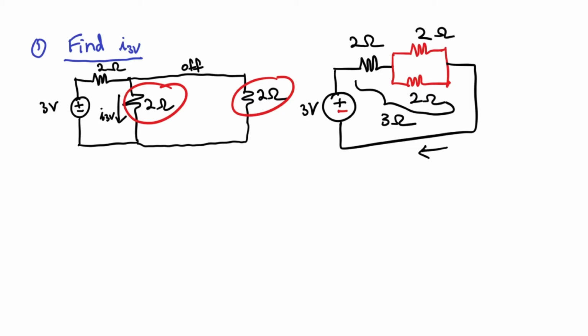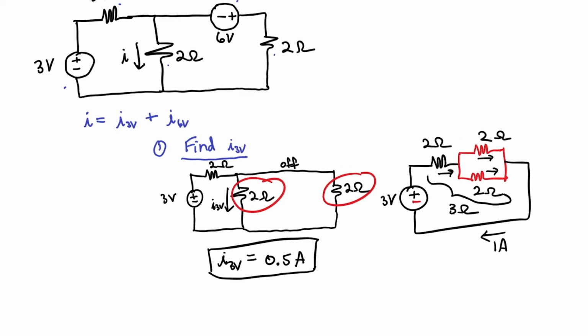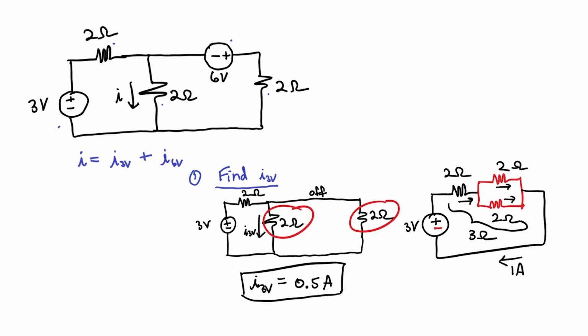So we have 1 ampere of current flowing along this path, 1 ampere of current flowing through this resistor. And because these 2 resistors are both 2 ohms, I'm going to have a ½ ampere flowing through each of them. So I3V then is going to be a ½ ampere, which means that in my original circuit, we're going to have some current flowing through the 2 ohms. And whatever that current is, I will be able to say that ½ ampere of that current is allocable to the 3-volt source.